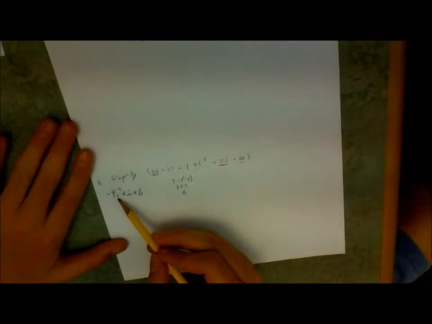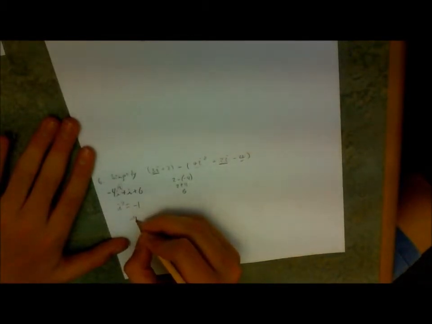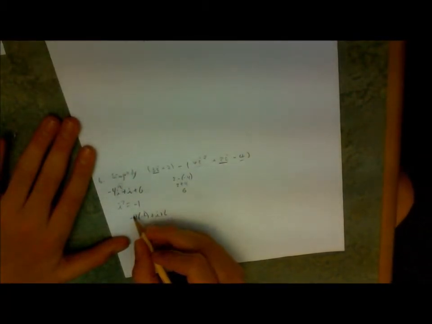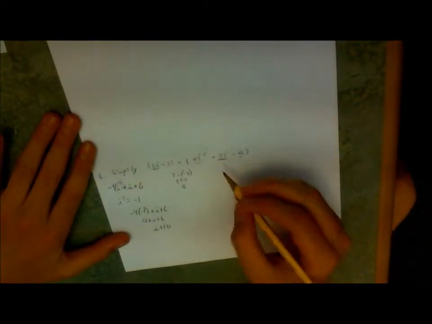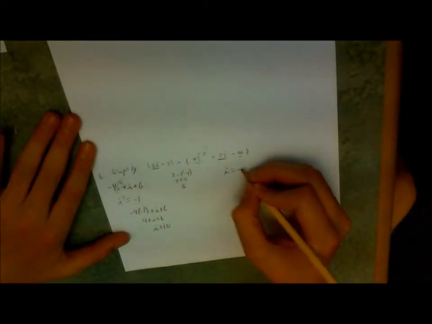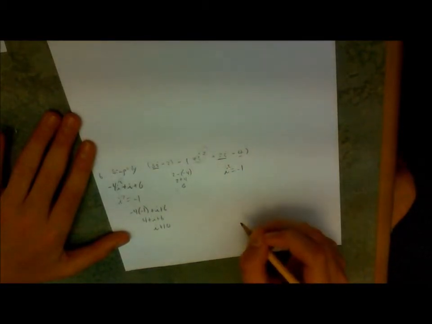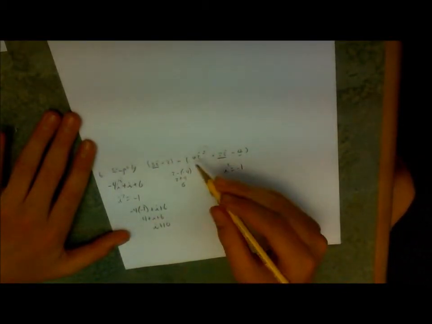Then, since we know that i squared equals negative 1, we could put that in there. Negative 4 times negative 1 plus i plus 6. Negative 1 times negative 4 is 4, plus i plus 6, i plus 10 would be the answer. What we could do, however, is realize at the beginning that i squared equals negative 1, so we can just put it in there.